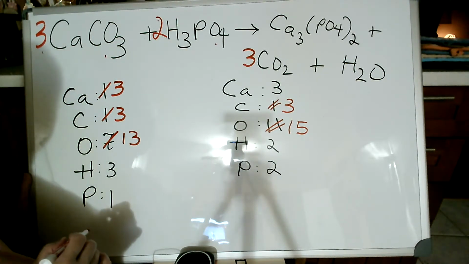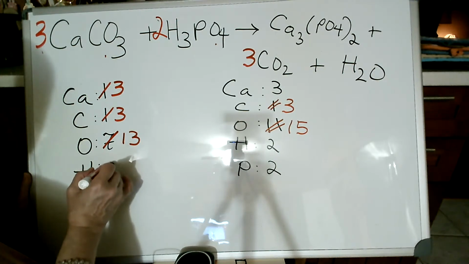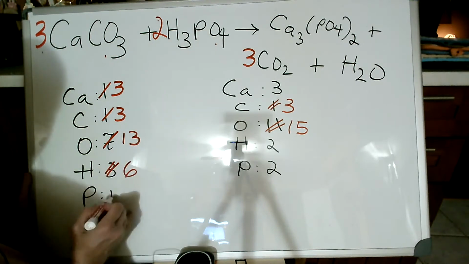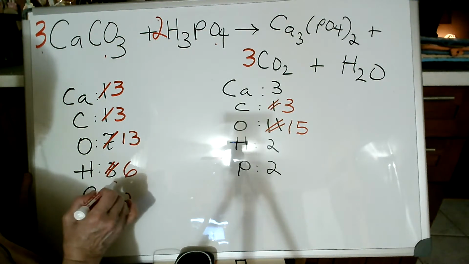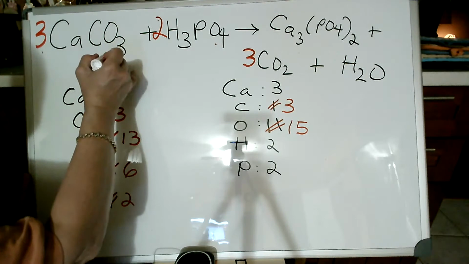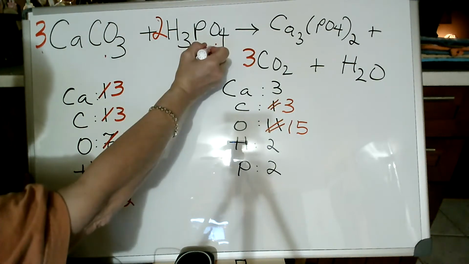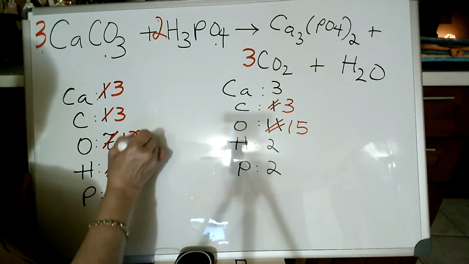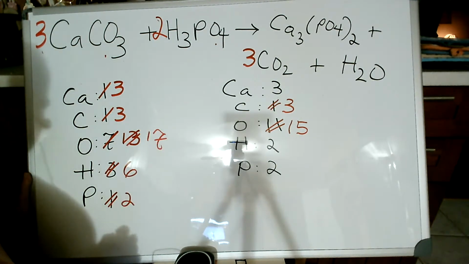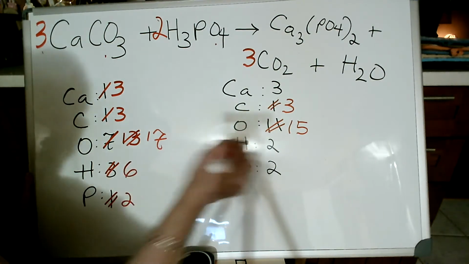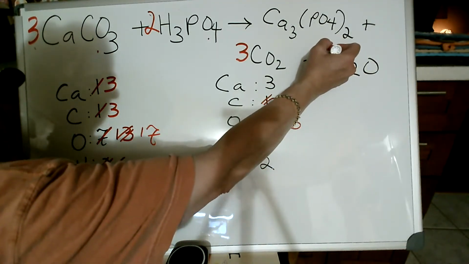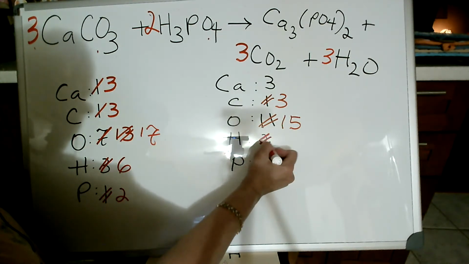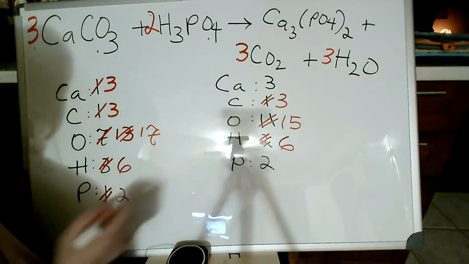So if we put a 2 in front of the phosphoric acid, that will now give us 6 hydrogen atoms. Phosphorus is 2. And oxygen now, we got to recount. 3 times 3 is 9. 2 times 4 is 8. 9 and 8 is 17. Okay, hydrogen 6, hydrogen 2. If we put a 3 in front of the water molecule, that will solve that problem. It will give us 6 hydrogen atoms.